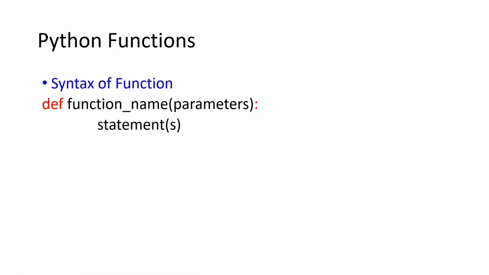This is the syntax of a function in Python. First, we have to use the def keyword, then a function name. Inside the round brackets, if you want to pass arguments or parameters, you give them here, and then a colon. After that, with tab-space indentation, you write the statements, the body of the function. You are not supposed to give a curly bracket here. The indentation is a must for the definition of a function.